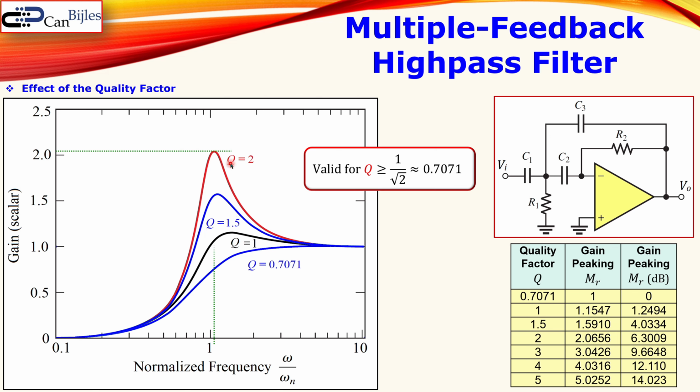Now for this peaking, for Q is 2, you see here the value of 2.0656, as we have it here. So you see it's a little bit above 2. Another example is this 1.5 here, which is in this case 1.5910, which is also what we see in the table. Another example is the gain peaking for Q is 1, which is approximately 1.15. And if you make Q equal to 0.7071, then you don't have any peaking. That is the condition here. So this is the edge of getting a peaking in your Bode plot.